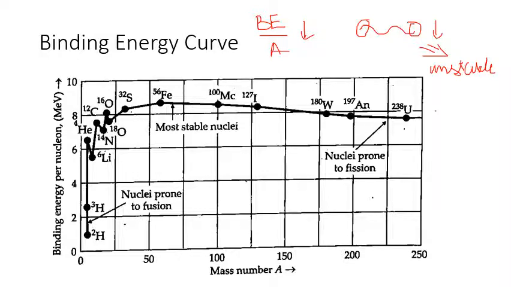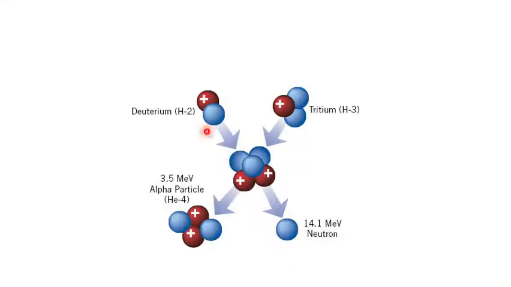So take the example of unstable lighter nuclei, your deuterium and your tritium. In order to attain stability, they combine to form a stable nucleus, that is, an element whose nucleus is stable, like in the case of a helium atom. Along with it, it releases some other nucleon particles.